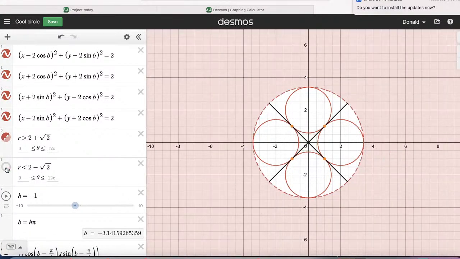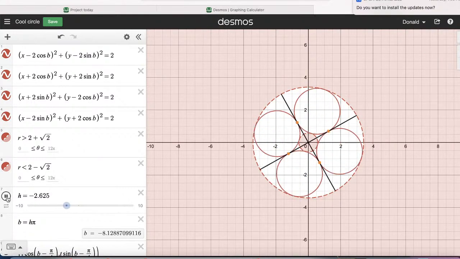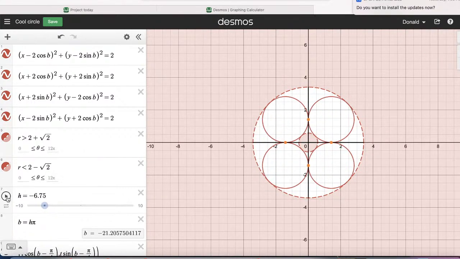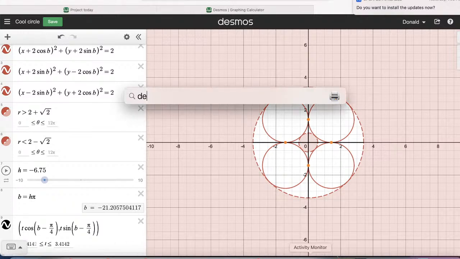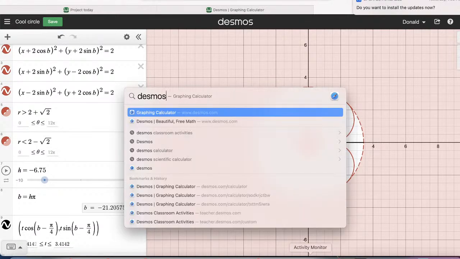So that is a shade. That's a shade. Oh, the H. Where's the H? Oh, B is equal to H pi. You're not sharing your screen. Oh, let me share my screen. Sorry. That's I think the same. Can you explain this to me?